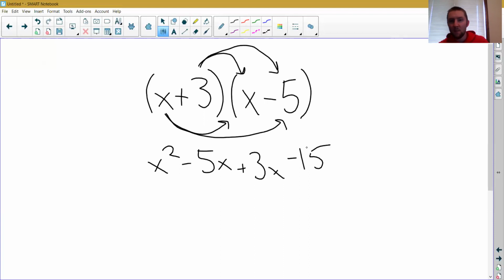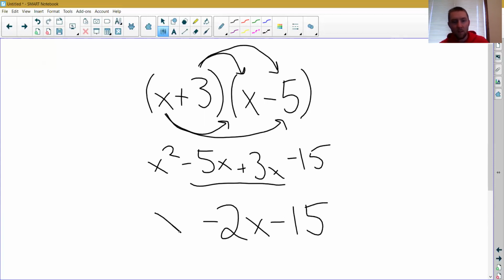Okay, so this is my polynomial. It's almost in standard form. I just have to combine these two middle pieces. A negative 5x plus 3x makes negative 2x. So I end up with this. Okay, so I write this polynomial in standard form. It came from multiplying these two binomials together using that FOIL method, right? First, outside, inside, last, or double distributive property. They can get more complicated.